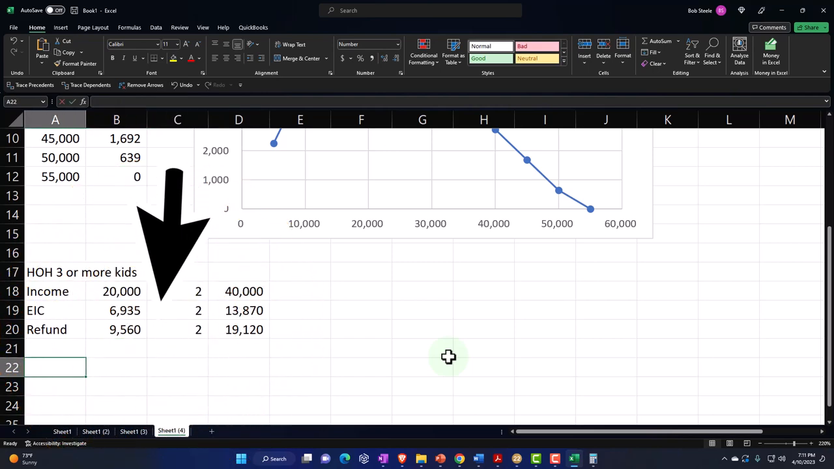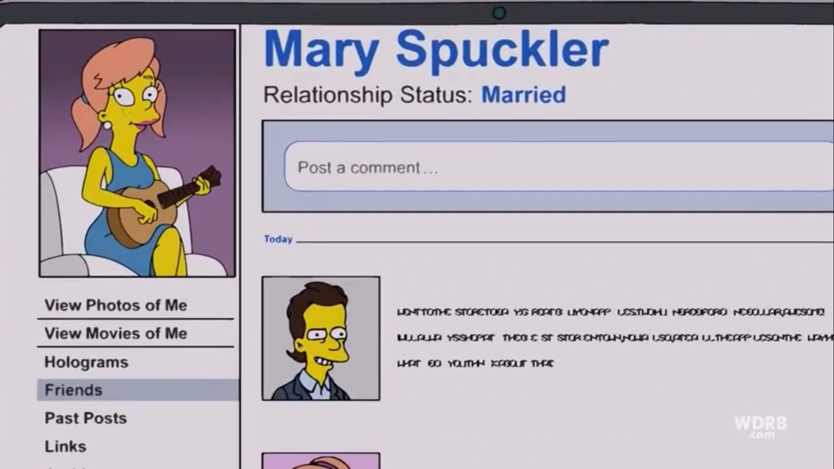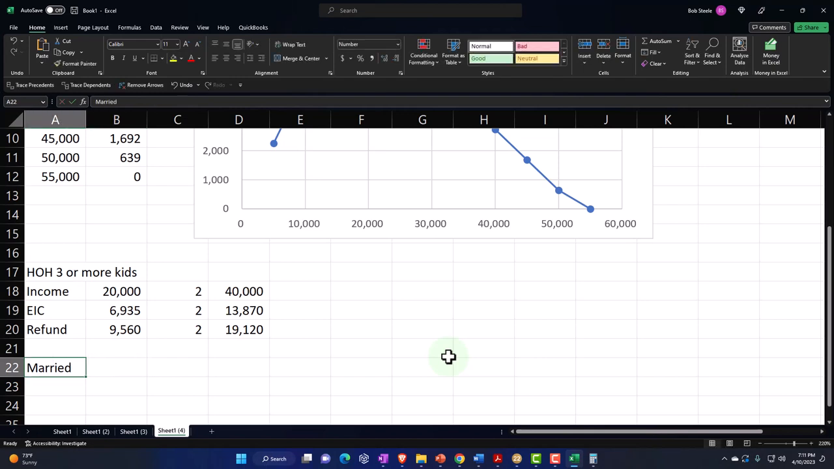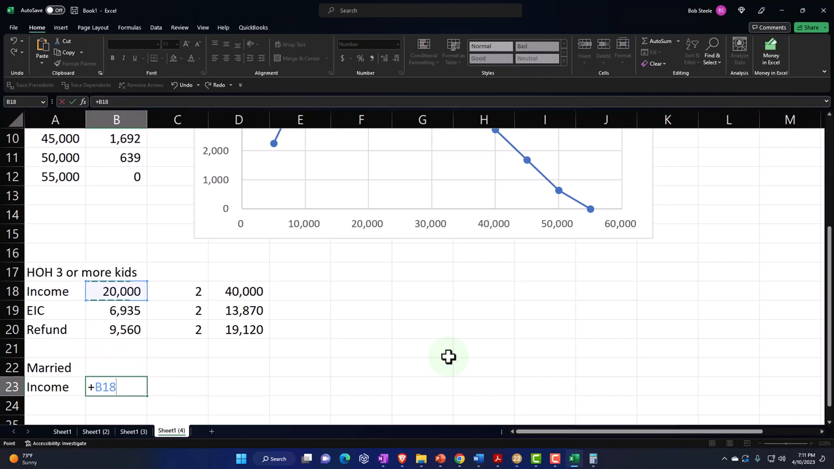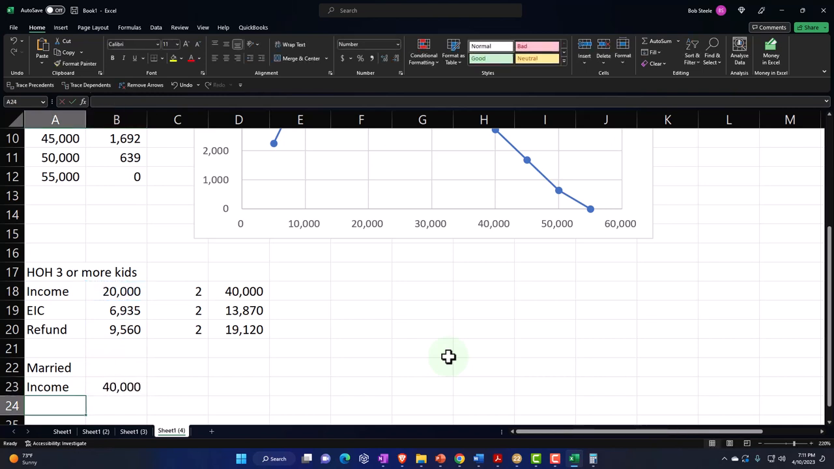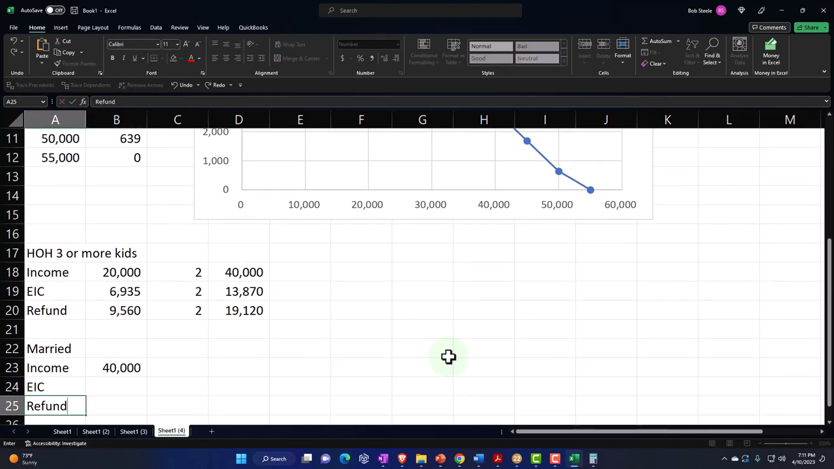So now what if they were married? We know the income would go up, doubling it to 40,000. What happens to the earned income credit and the refund? So let's do that.